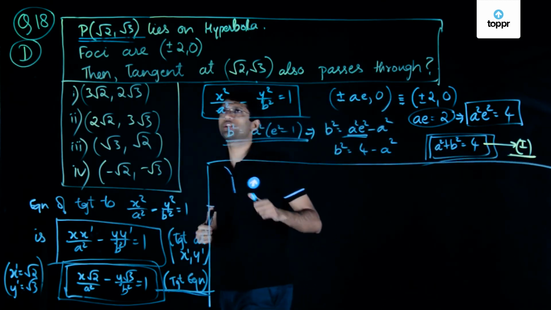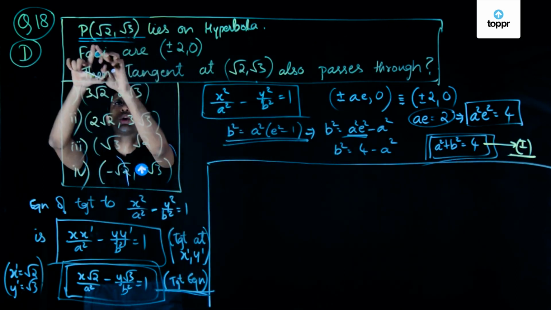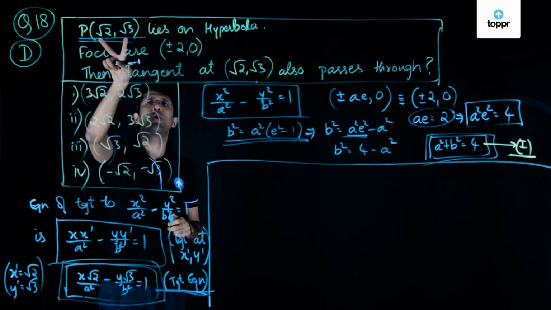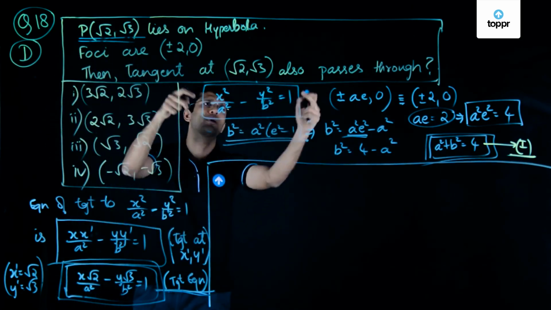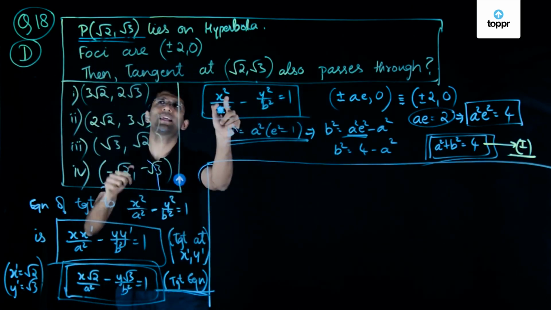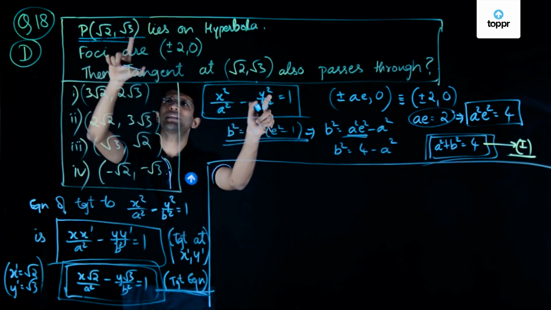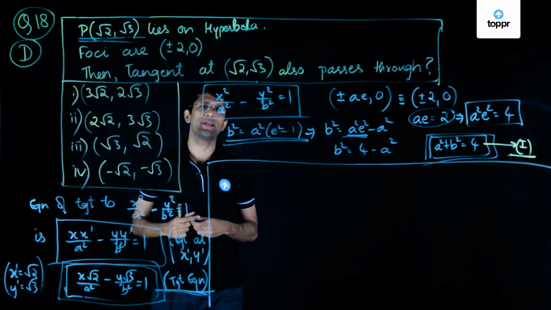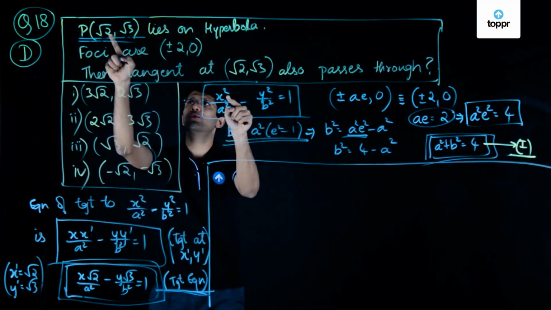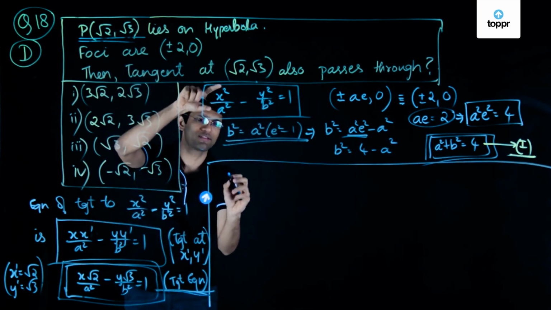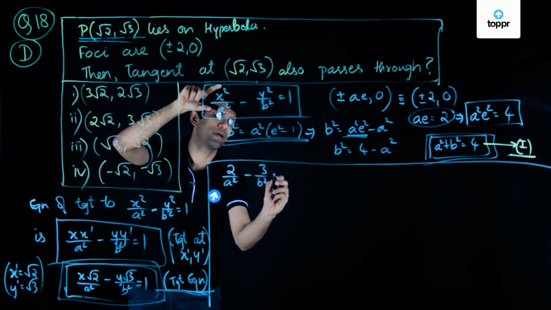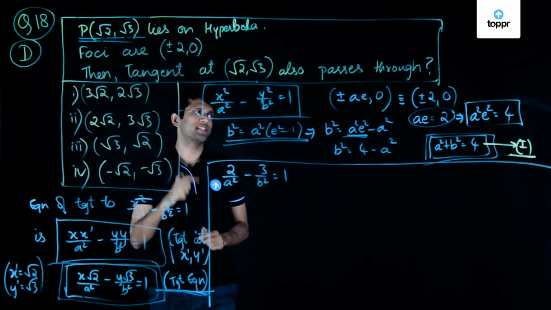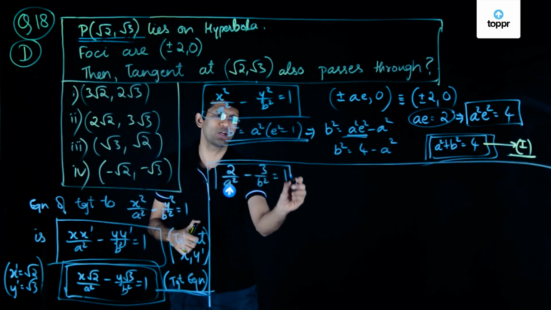Now we will turn our attention to this condition that is given. Note that because P lies on the hyperbola, the coordinates of point P will satisfy the equation of the hyperbola. So if we substitute x equal to root 2 and y equal to root 3 in this equation, then what do we get? Well, putting x is root 2 and y is root 3 gives us 2 upon a square minus 3 upon b square is equal to 1. So this is yet another equation that we obtained. So we'll box this one as well.